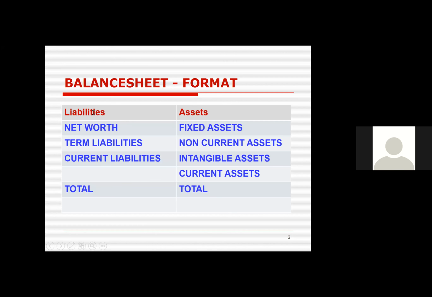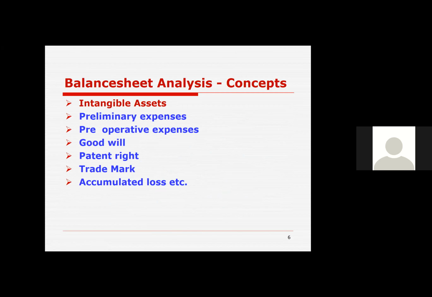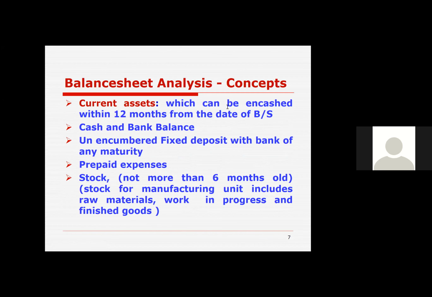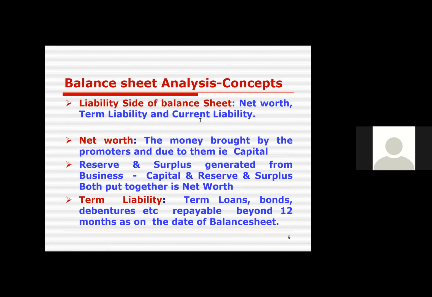Now liabilities are classified into three headings: net worth, term liabilities, and current liabilities. Okay, we'll go there, to see which are all included. See, the liability side of a balance sheet: net worth, then term liability and the current liability. So the liability side consists of three headings: net worth, term liability, and the current liability.